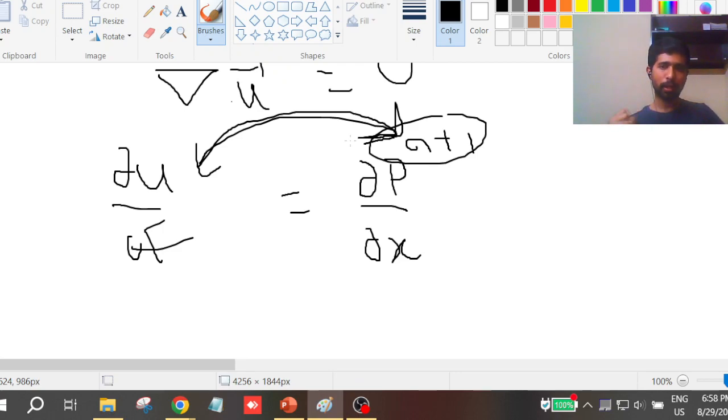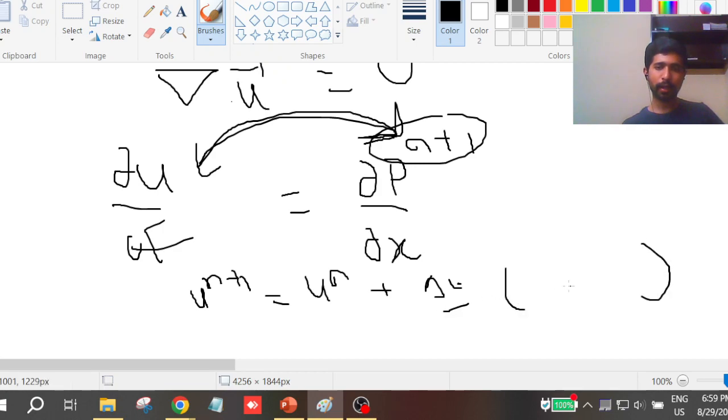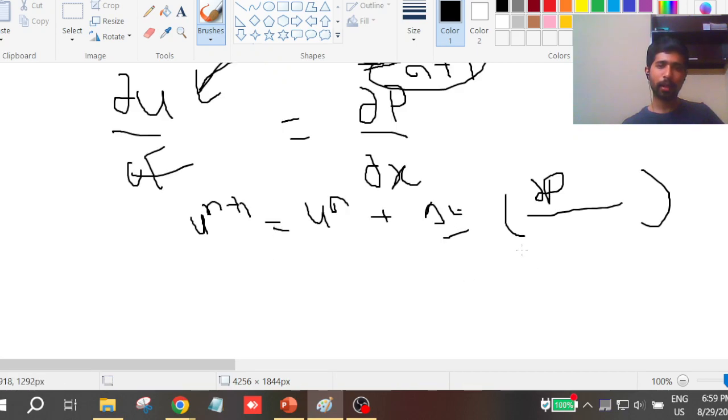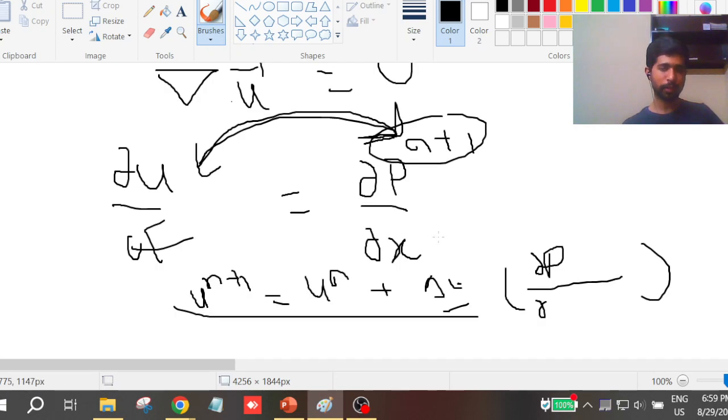For example, you have ∂u/∂t through which I can find u at n+1. u at n+1 is equal to u at n plus Δt times so on, but here I have ∂p/∂x anyway. If I had an explicit equation for pressure, I would have calculated that, substituted it here, and directly calculated u. But we do not have an explicit equation for pressure. That is, I would say, the biggest challenge, apart from non-linearity, because the equations are coupled.